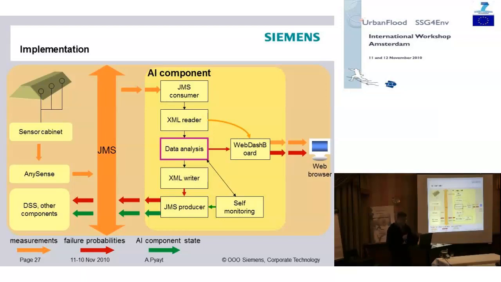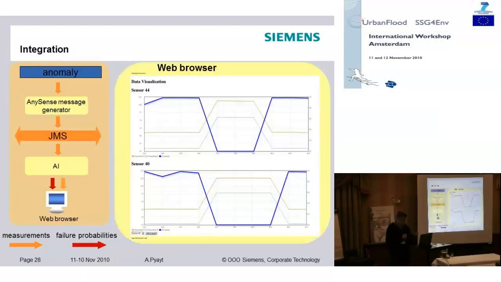Measurements are published to a JMS topic. The AI component consumes these measurements from the topic and sends results back to the topic, and they can be available for a decision support system or other components. We have also developed one additional component to test our artificial intelligence component, to create some kind of anomalies.